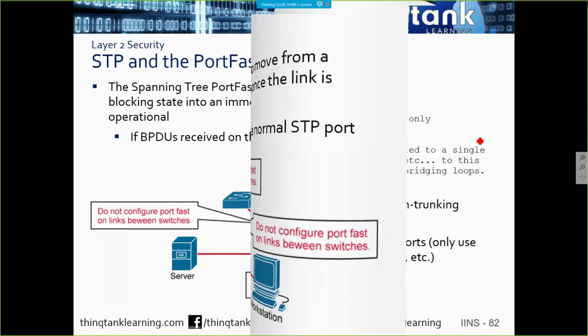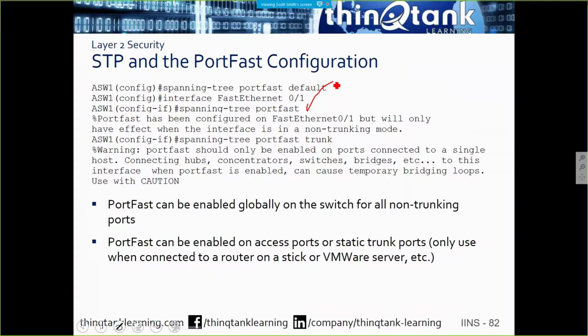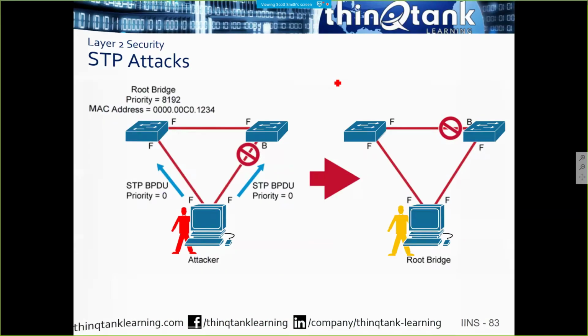All right. So here you see enabling port fast on the interface, and it says port fast has been configured on this interface, but only as long as it's not a trunk. I can issue the command spanning tree port fast trunk if I want to enable port fast on a trunk interface. And lastly, spanning tree port fast default, which allows me to enable port fast globally on the switch. And there you go. All right. Any questions about port fast? Pretty basic concept.